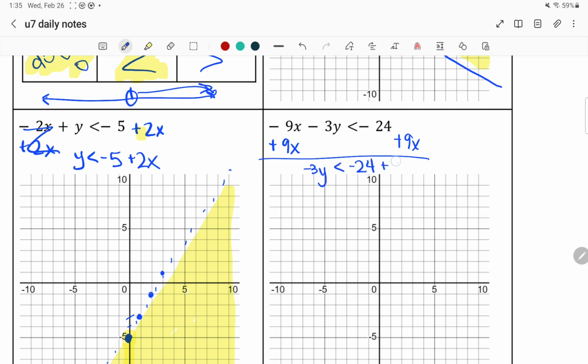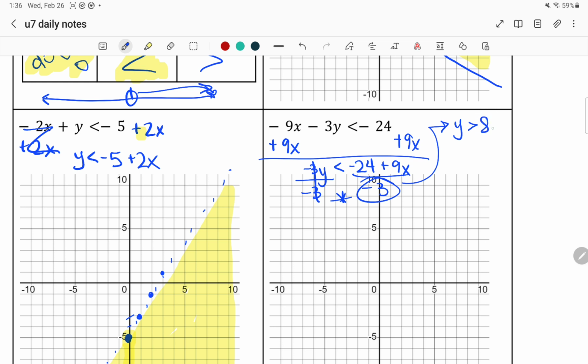Rewrite your inequality. Divide by -3 to both sides to get y by itself. I'm going to come up here. The -3's go away. I'm y by itself. I divided by a negative. Dividing by a negative switches your sign. And then I simplify.